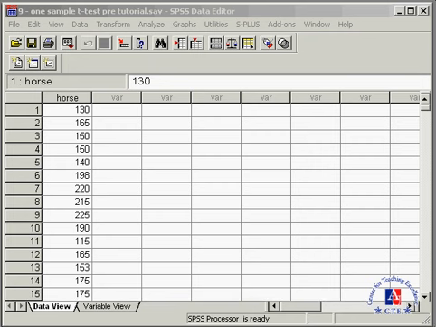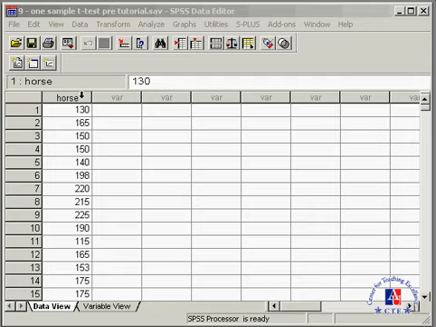The one-sample t-test. In this tutorial, we will conduct a one-sample t-test. You use this procedure when you have interval scale data and want to test the research hypothesis that the population mean differs from a specified value.